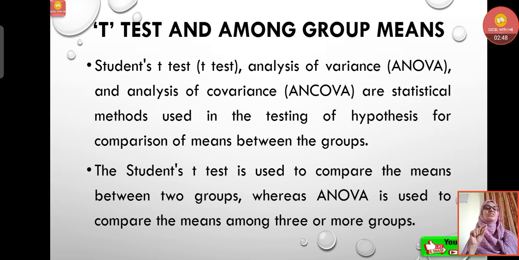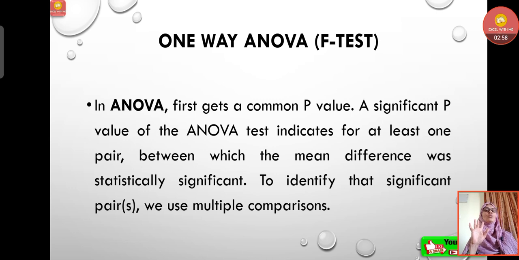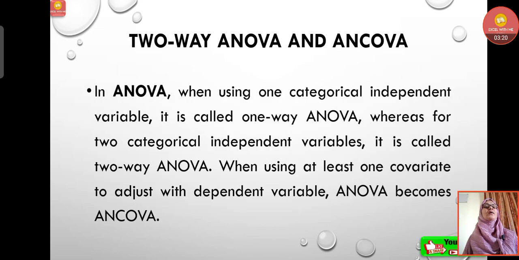Now, the Student's t-test is used to compare the means between two groups, whereas ANOVA is used to compare the means among three or more groups. Now, one-way ANOVA, f-test. In ANOVA we first get a common p-value. A significant p-value of the ANOVA test indicates that for at least one pair the mean difference was statistically significant. To identify that significant pair or pairs, we use multiple comparisons. Now, two-way ANOVA and ANCOVA.